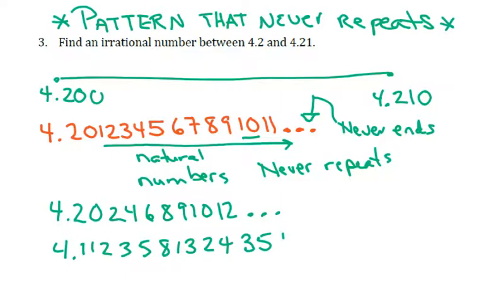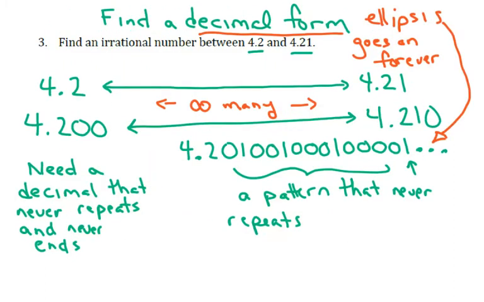Whoops, I messed up. 8 plus 13 is 21. 34, 55, 89, 144, and so on. So I use the Fibonacci sequence. That's perfectly good. So if you like the zeros, use that.